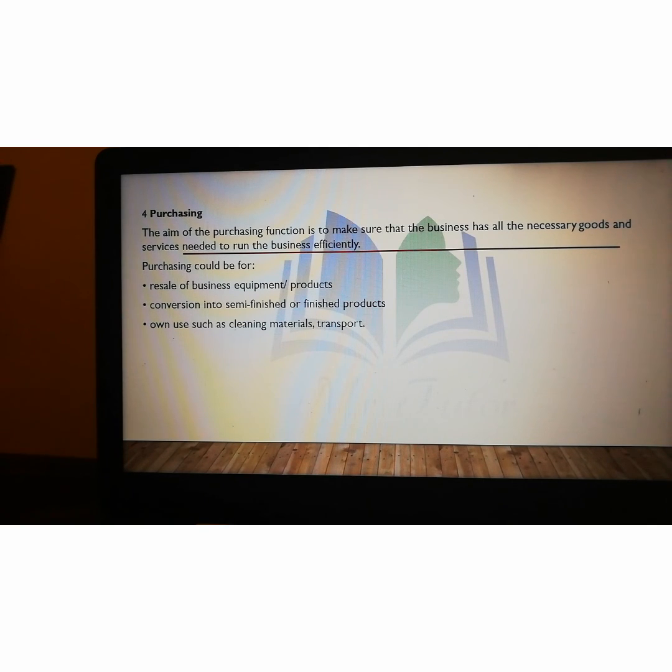That means that if the workers are on time, then the targets for the day are going to be met, because if 90% of the employees do not reach work at 8 a.m., for example, it's very impossible for the goals for the day to be achieved. So these are the reasons why a business would purchase its own transport vehicles.